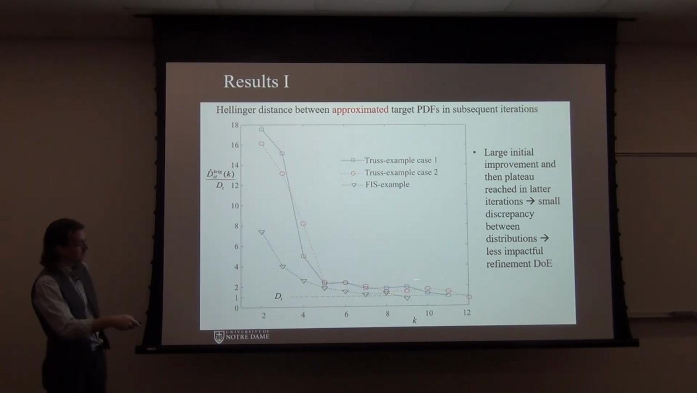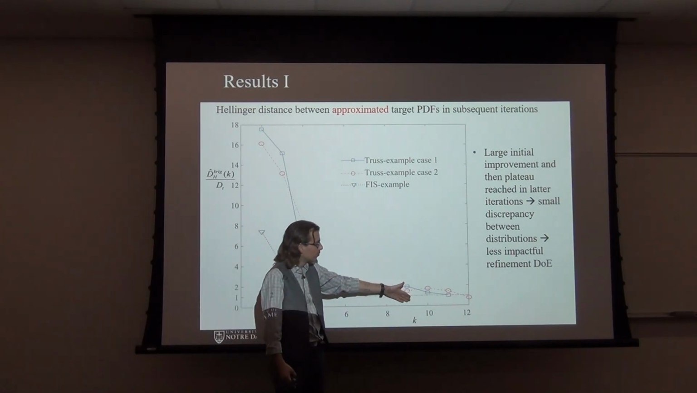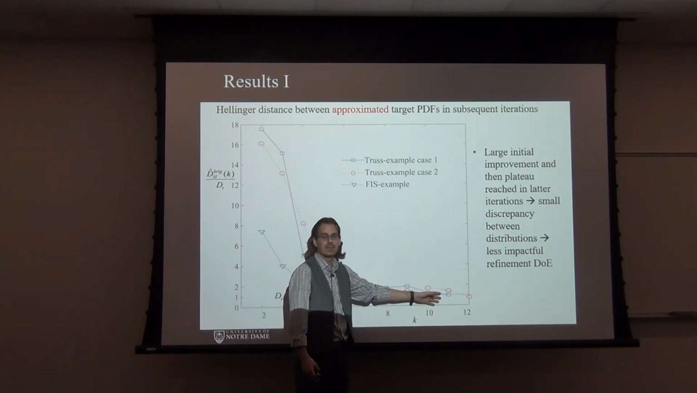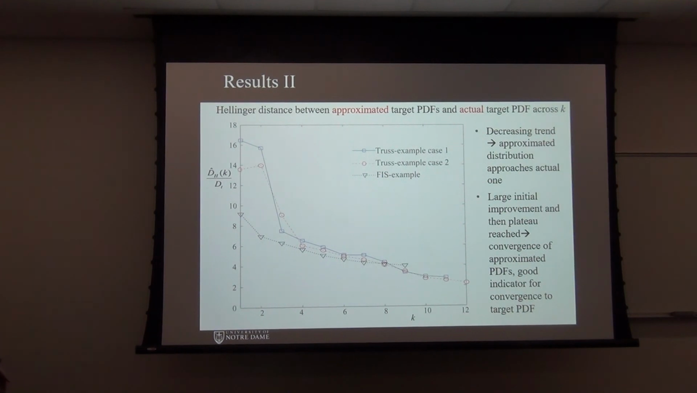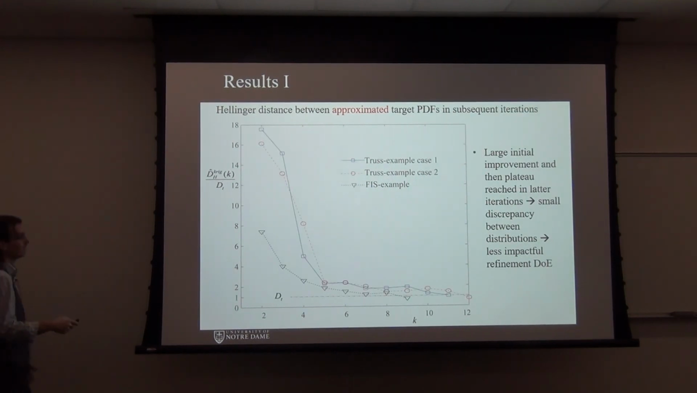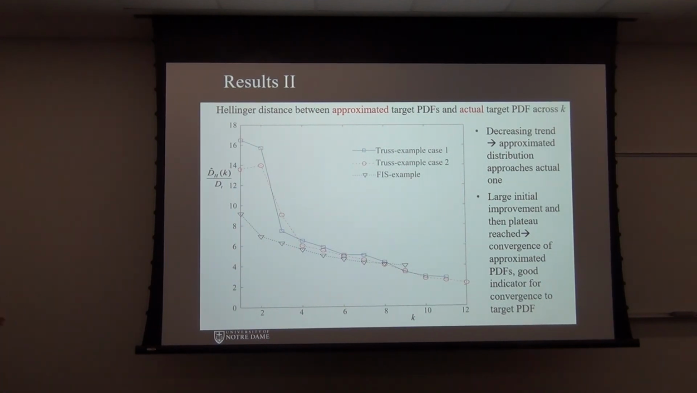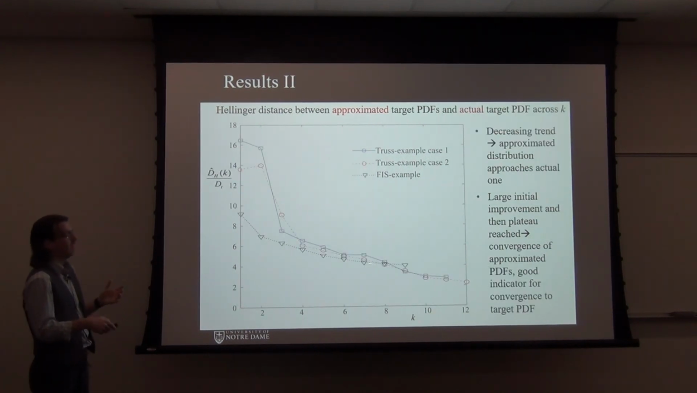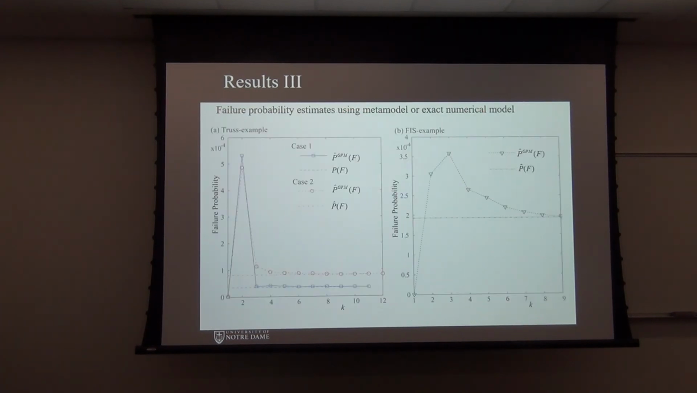So you can see that at some point it reaches a plateau. This is evident that even if you used more experiments and tried to further refine your metamodel, you wouldn't be able to get significant improvements. And here, this is the Hellinger distance between the approximated target PDFs. This is where we compare the approximate target PDF and the actual target PDF. You can see that this measure is a good indicator of how well we're doing with respect to the actual PDF approximation.